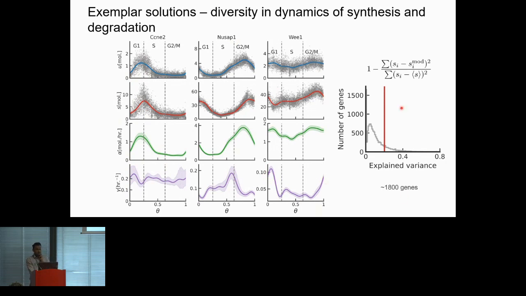Here's the explained variance. We put a threshold at 0.2, and we are left with about 1,800 genes out of 12,000. So this means that for most of the genes, the model is not doing well. These genes are probably not cycling, or we don't have enough data for this gene. It's because the measurements are noisy.